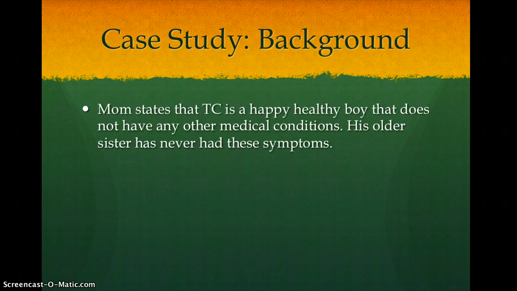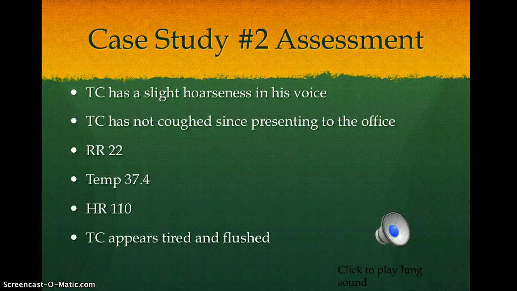Background: mom states that TC is a happy and healthy boy, does not have any medical conditions, and his older sister has never had any of these symptoms. Assessment: TC has a slight hoarseness in his voice. He has not coughed since presenting to the office. His respiratory rate is 22, temp 37.4, heart rate 110. He appears tired and flushed. Let's listen to his lungs.